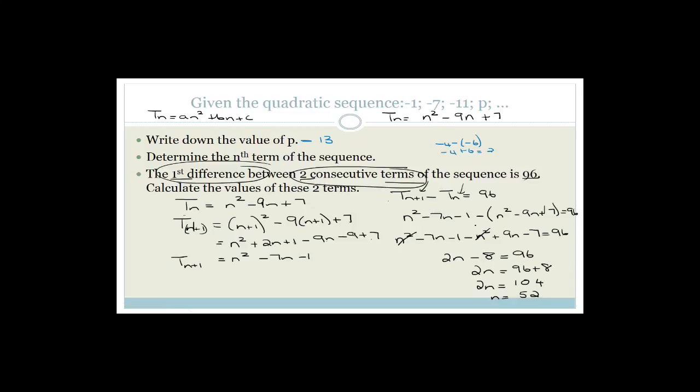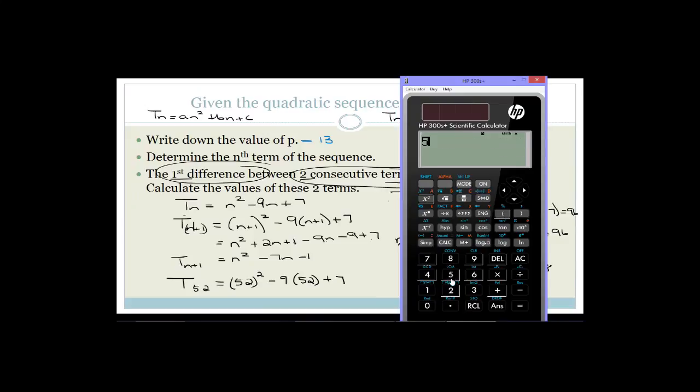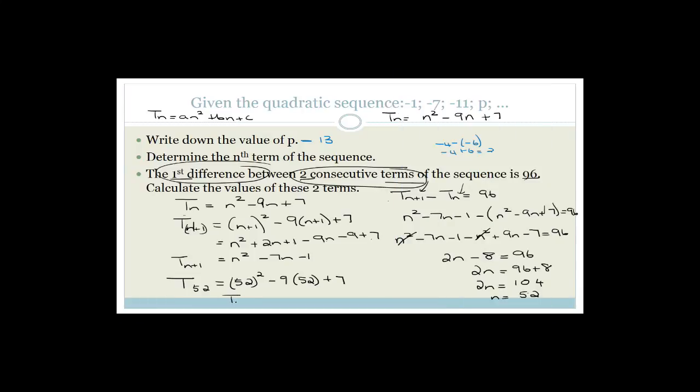Excellent. So now we know what n is. It is 52. Do you agree we can now find out the value of the 52nd term? So we've got 52 squared minus 9 times 52 plus 7, and we can just pop that into our calculator. We have 52 squared minus bracket 9 times 52 bracket plus 7 equals 2243. So we're saying that the 52nd term equals 2243. So the value of the first term is 2243.